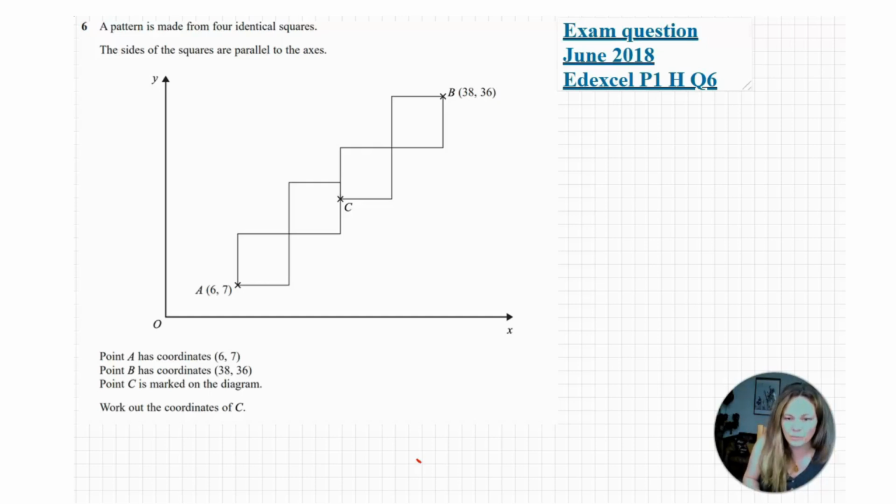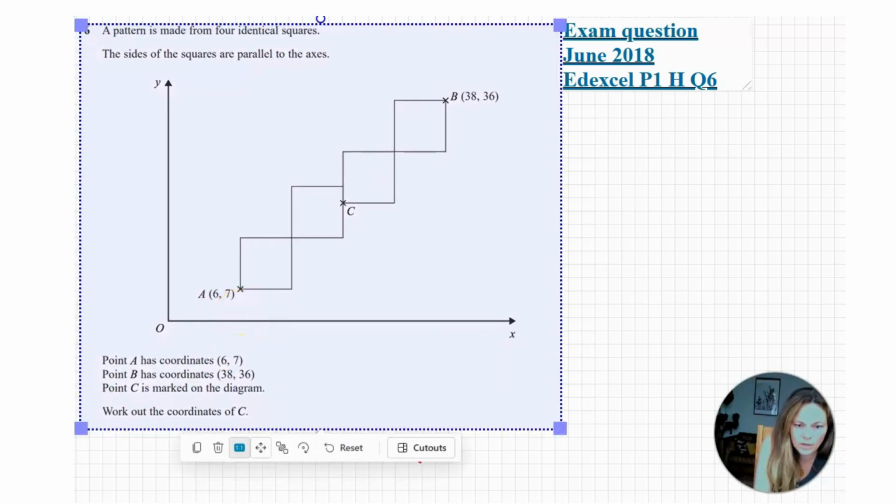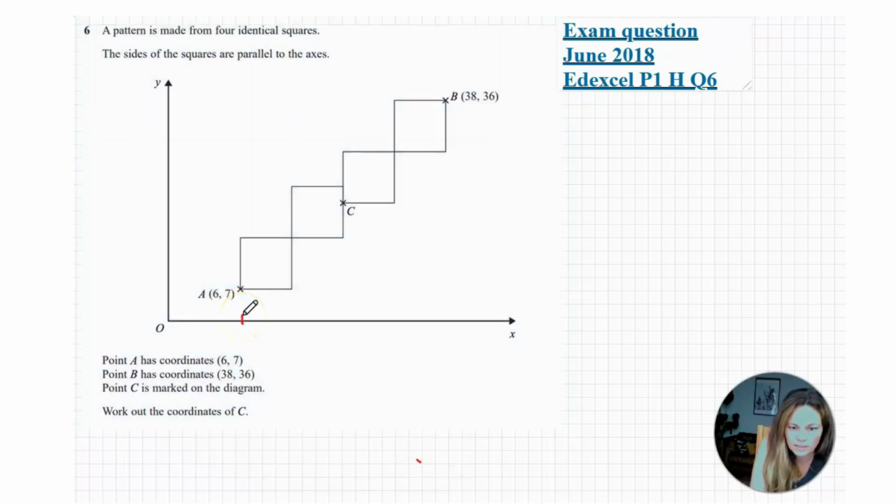Okay, so again, we're annotating our diagram every single time. So what do we know? We know that this is, on the axis, 6. If we follow that all the way up, then this point must be 38. So 4 full squares, each with the same length, has got to be the distance between 6 and 38. I think that's something we can work out first of all. So 6 to 38, if we take those away, gives us a distance of 32. So there's 32 units between there and there.